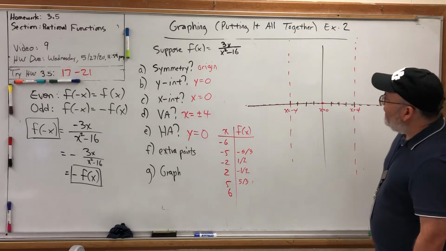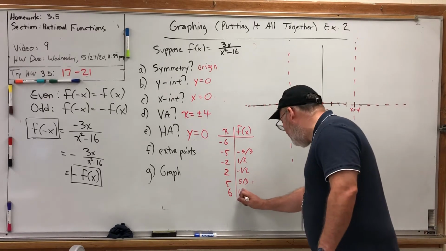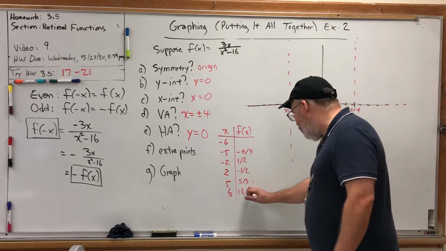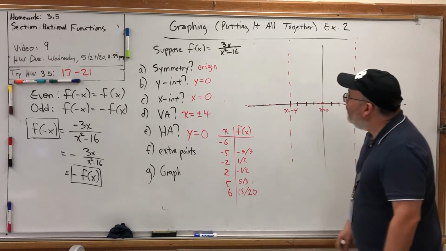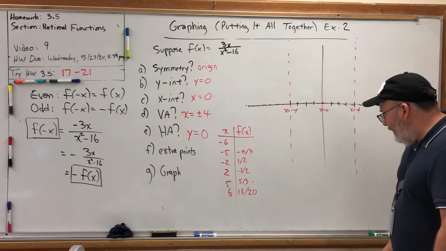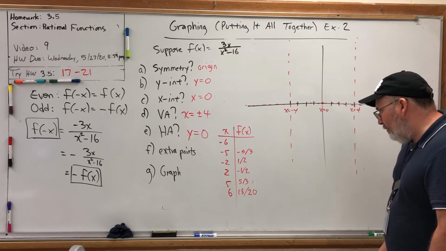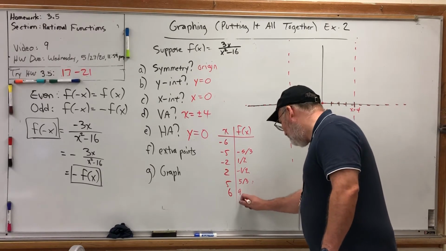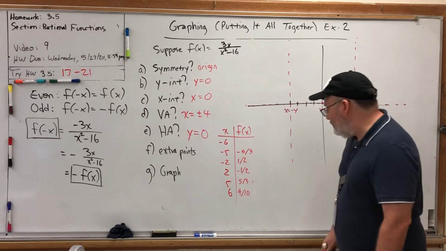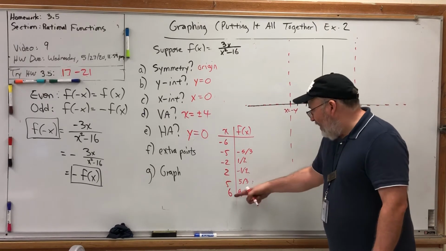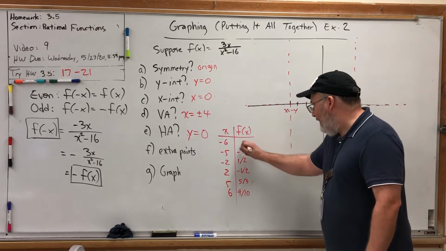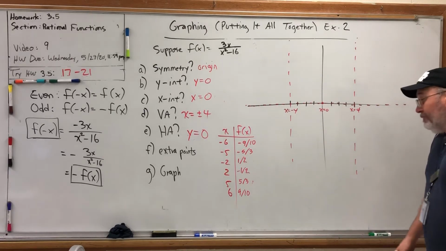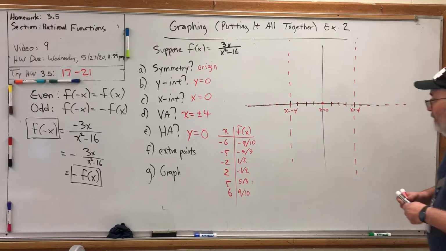And if we put in 6, we'll get 18 on top. And 6 squared is 36 minus 16 is 20. Yep, 18 divided by 20, that will reduce by 2 and give us 9/10. These aren't very big outputs. And because the function is odd, opposite inputs give opposite outputs. Okay, my outputs are very small, but I think they're going to get the job done.